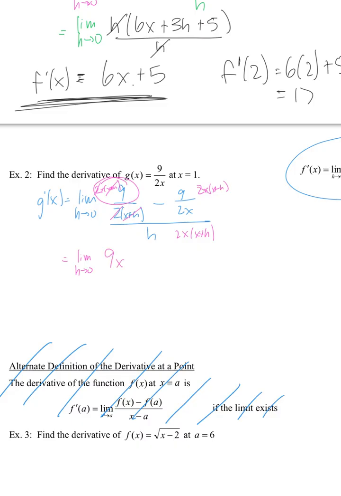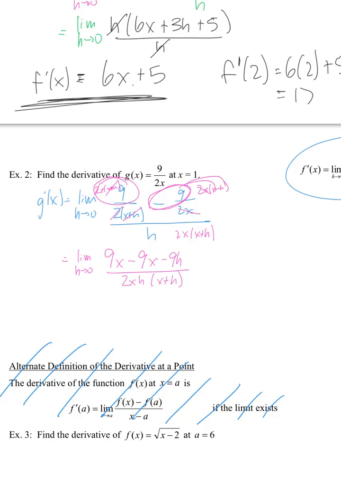Over here, the 2x's cancel. So I'm going to distribute this negative 9 here and here: minus 9x minus 9h. And then in the denominator, nothing's going to cancel, and I'm not distributing. I'm going to leave it as 2xh times x plus h.